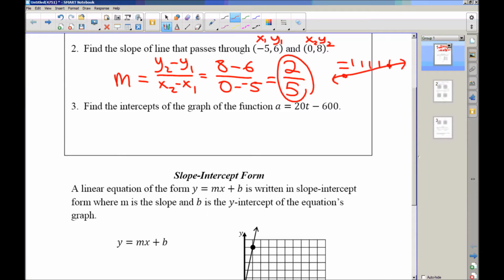Okay? Find the intercepts of the graph of the function a equals 20t minus 600. So we're looking for the a-intercept. And we're looking for the t-intercept. Okay, so to find the a-intercept, I let t be 0. So I get a equals 20 times 0 minus 600, which means my a-intercept is negative 600. So there's my a-intercept. And to find the t-intercept, we let a be 0.